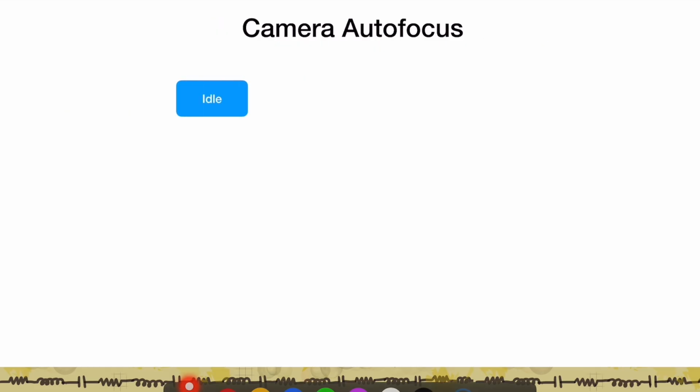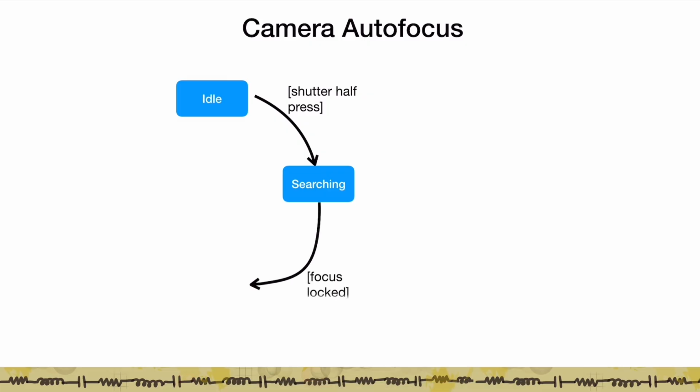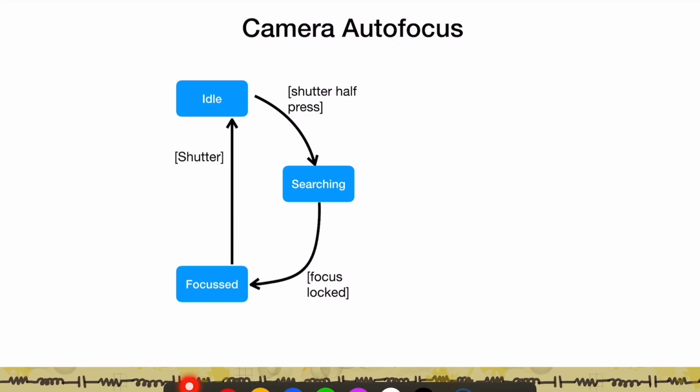Let's look at another user application. You can talk about the camera autofocus that's there on your phones. Again, start with an idle state. When the shutter is half pressed, you're doing an autofocus, so it's searching. Once the focus is locked, it goes into its focus state, and then when the shutter is pressed, it goes back into idle.